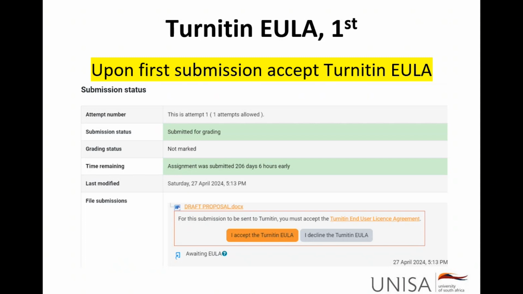In other words, the very first time that you come into the MyUnisa space where you're going to start, you're going to upload your draft proposal, and it will give you a pop-up notice to ask you to accept the Turnitin EULA. You need to click on the orange button. So although it is already highlighted in orange, you actually have to click on it so that you accept the Turnitin EULA. This is to confirm your profile, and it assists in protecting your submissions going forward within the Unisa Turnitin space. Up until the point that you have not accepted that EULA, it will say awaiting EULA.